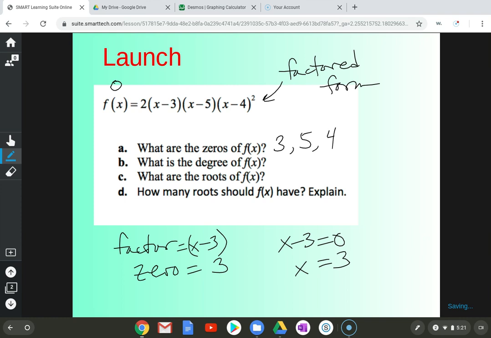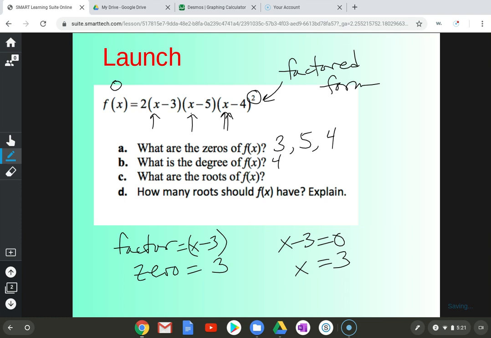What is the degree of f of x? Well, normally when we find the degree, if we're in factored form, we count the x's. So if we count, we have 1, 2, 3, except this x actually has a multiplicity of 2, so it appears twice. So because of that, we actually have 1, 2, 3, 4, and we end up with a degree of 4. This is a fourth degree polynomial.